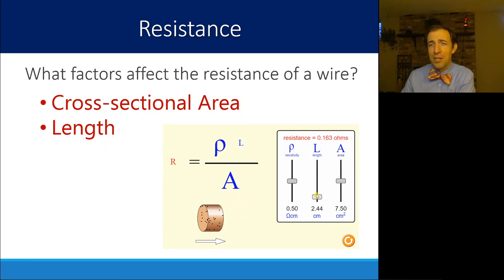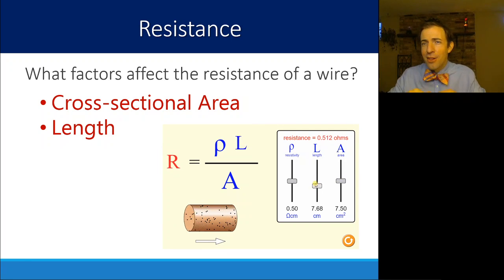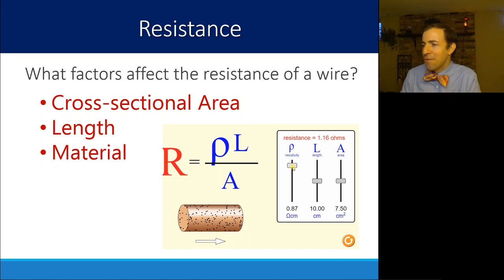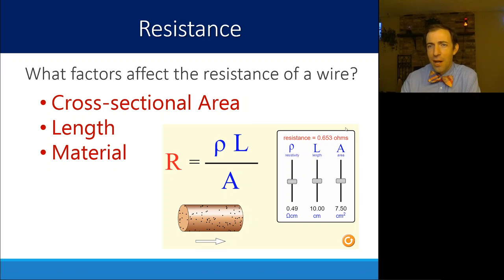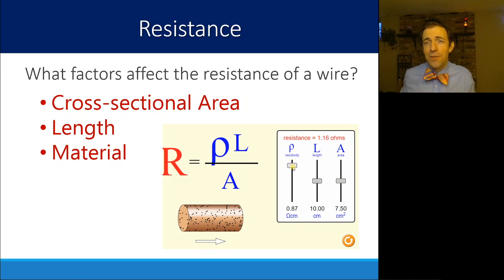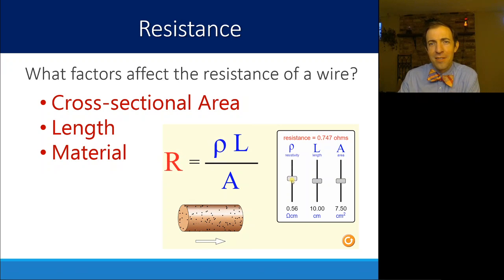Another factor that you can change is the length. The longer your wire is, the more resistance it's going to have. And then the final factor is changing the material of the wire, what it's actually made out of, because different materials will offer different levels of resistance. So in this video, we're going to look at these three properties and why each of those affect the overall resistance of that conductor.